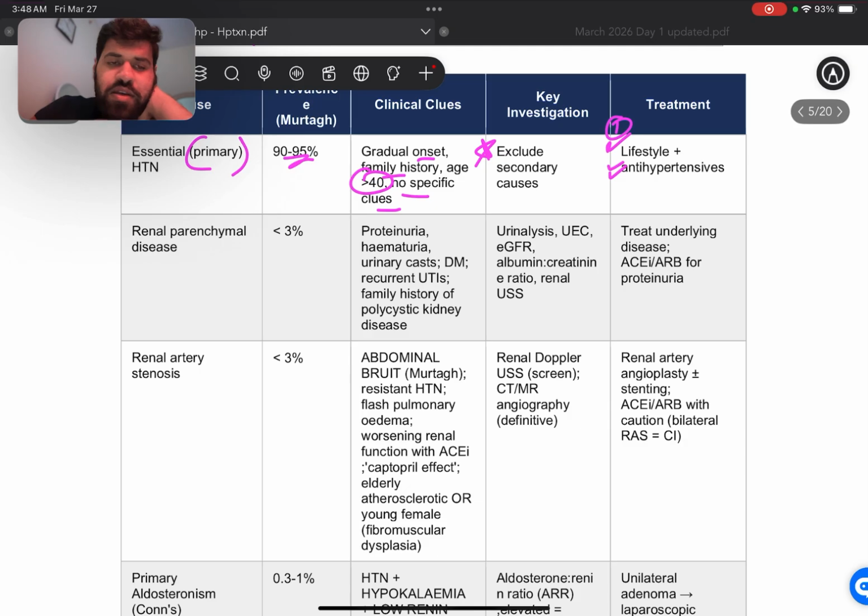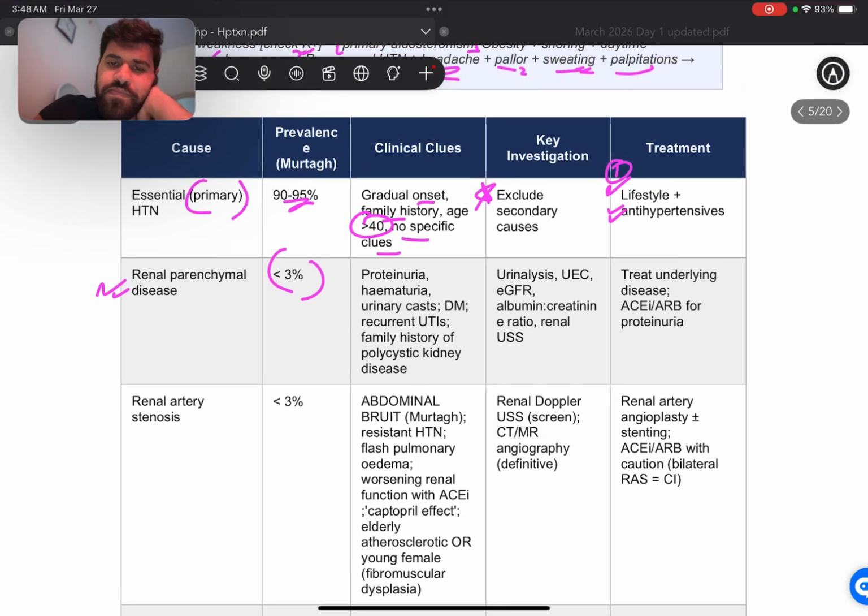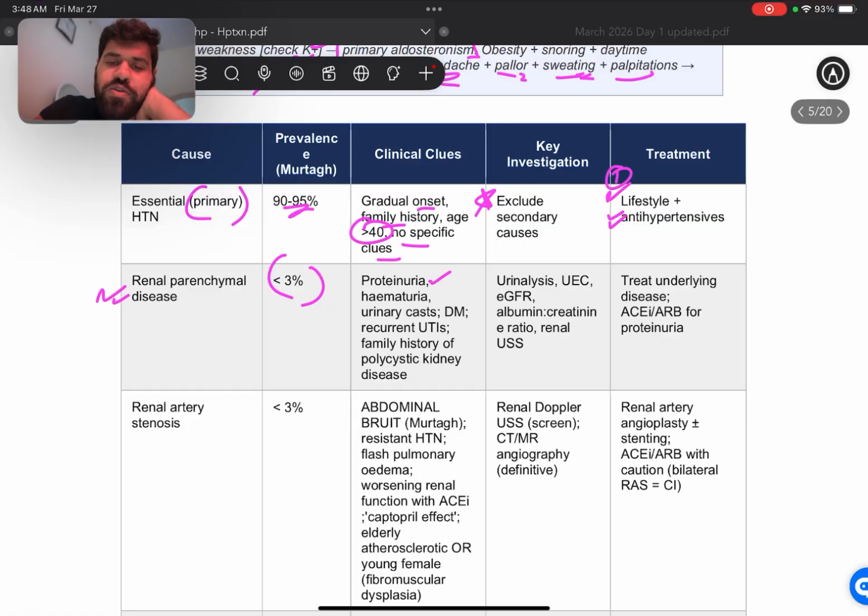Then coming to the secondary causes, the first one we have is renal parenchymal disease. It's seen in less than 3%. In the signs and symptoms in the clinic, we'll have proteinuria, hematuria, urinary casts. The patient has diabetes mellitus, recurrent UTIs, family history of polycystic kidney disease. All right, and the investigation obviously is going to be urine related. However, we won't do any Doppler or ultrasound for these.